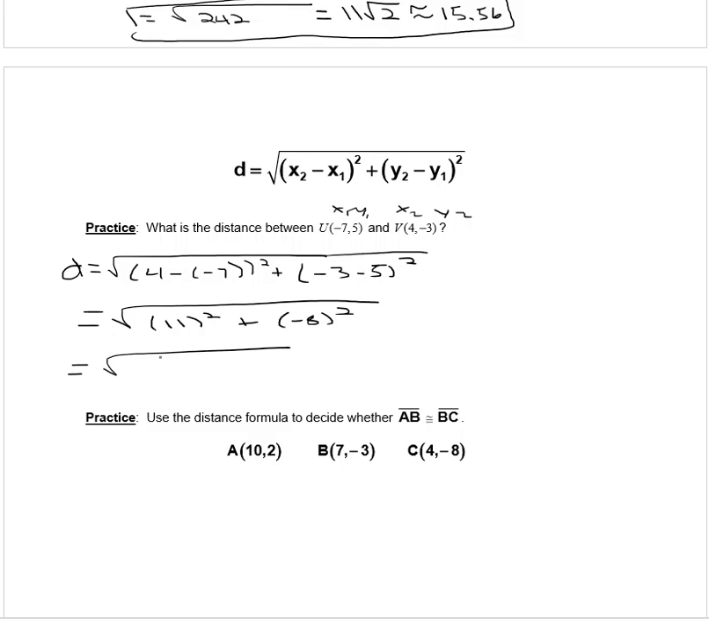Not too bad. 121, we just did that. 8 squared is 64. Negative 8 squared is 64. 121 plus 64, I think, is the square root of 185.